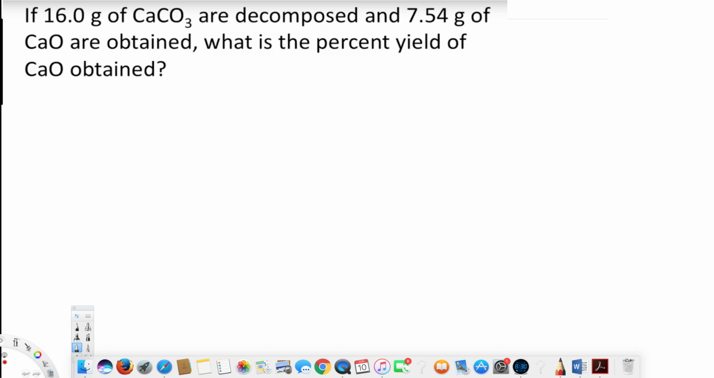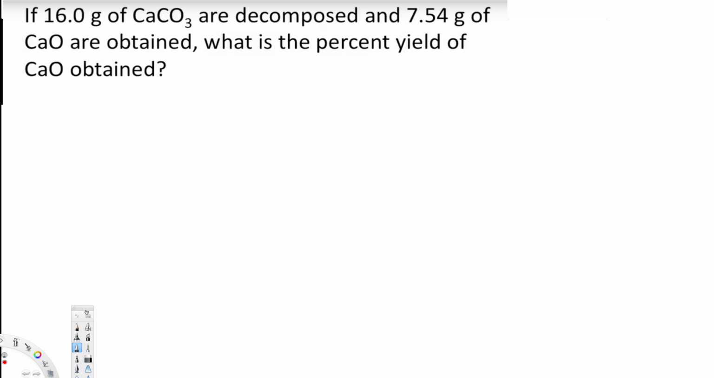Let's do this problem right here. The question is asking: if 16 grams of calcium carbonate are decomposed and 7.54 grams of calcium oxide are obtained, what is the percent yield of calcium oxide obtained? That's the question. Let's see how we can find this one.